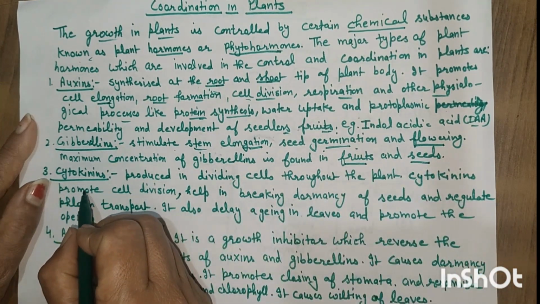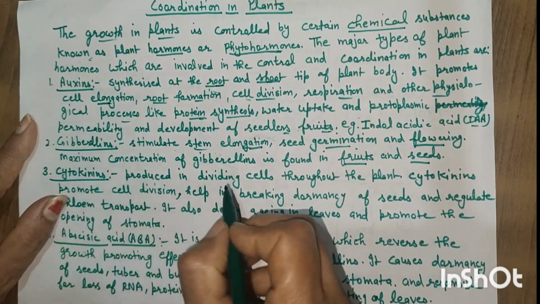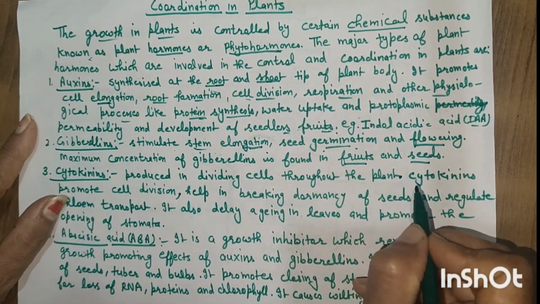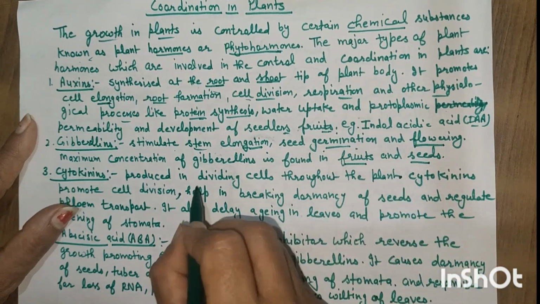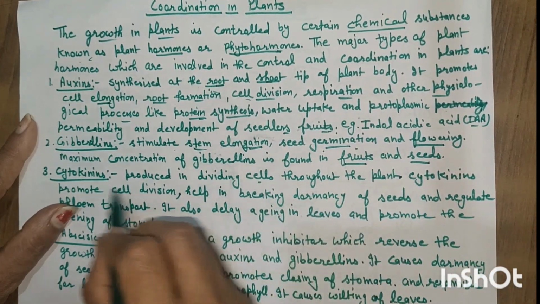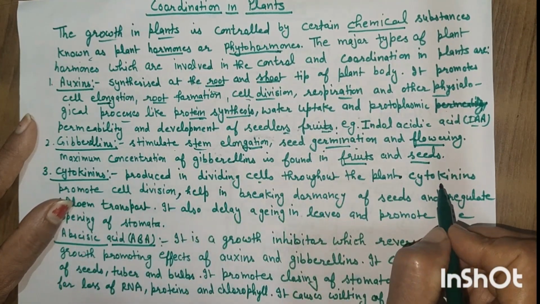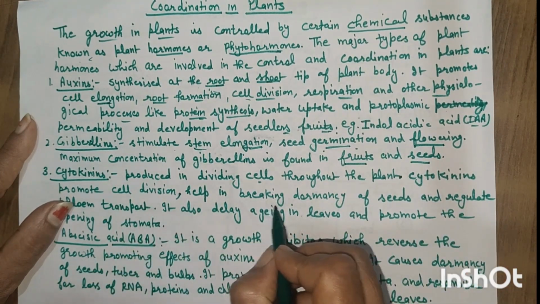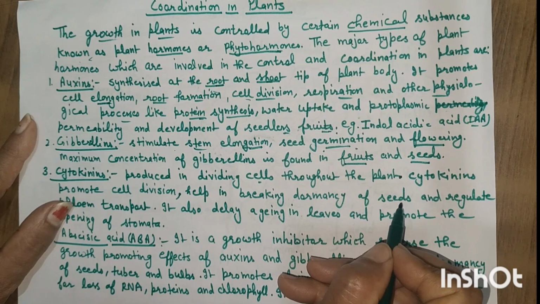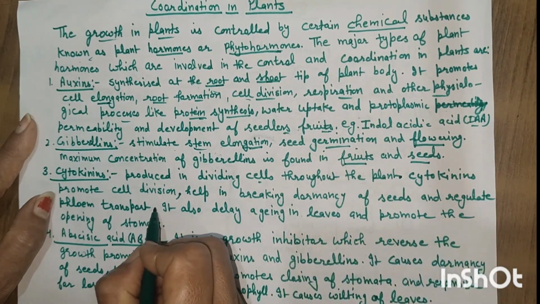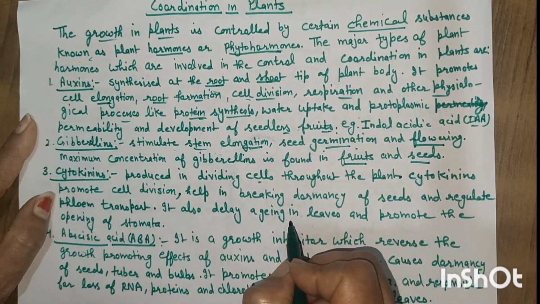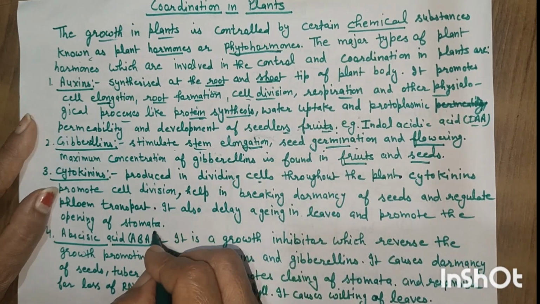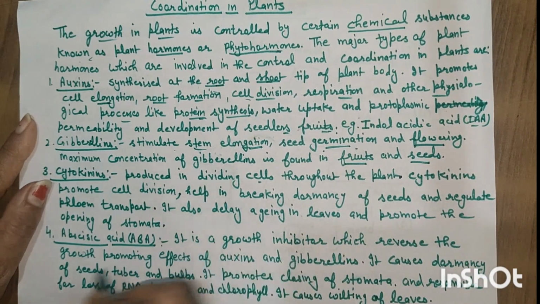Third is cytokinin. Cytokinin is produced in the dividing cells throughout the plant, because it helps in cell division. Cytokinins promote cell division, help in breaking dormancy of the seeds, and regulate phloem transport. They also delay aging in the leaves, and promote the opening of the stomata.